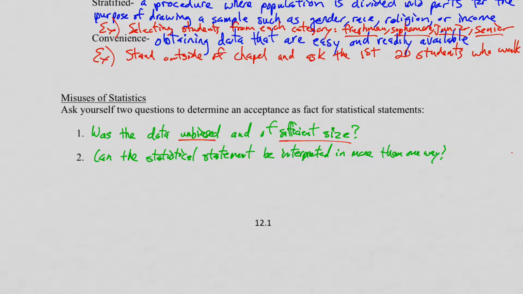Another question is, can the statistical statement be interpreted in more than one way? So if it's vague, then that's probably not something you should accept as fact. So an example would be this statement. 4 out of 5 dentists recommend sugarless gum.